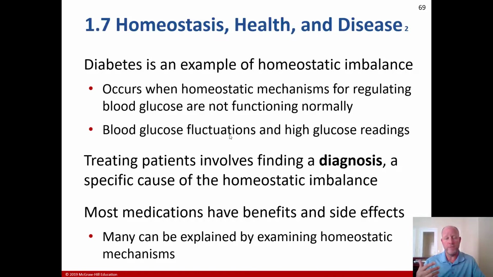And treating patients involves finding a diagnosis, right? In general, treating anyone, working with anyone, involves diagnosing the problem, figuring out where the problem's coming from, the specific cause of the homeostatic imbalance. Medications, as an example, have benefits and side effects. Every response has risks and benefits.